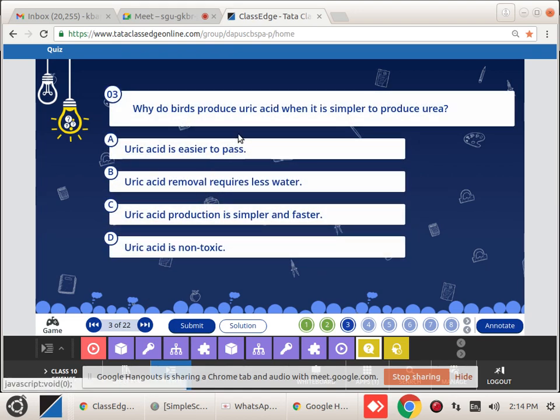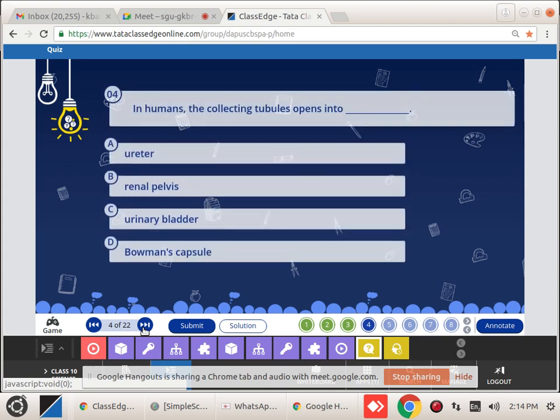Why do birds produce uric acid when it is simpler to produce urea? Because they do not have to excrete too much water actually. Their body does not take as much water as we take. So uric acid is easier to pass? No, uric acid removal requires less water. Uric acid production is simpler and faster. So obviously B. Let us go for the B. Okay. So next question.